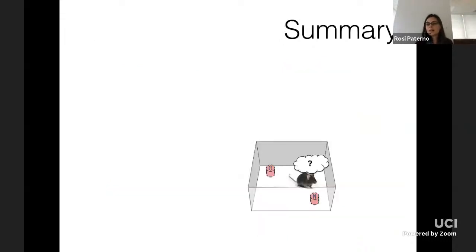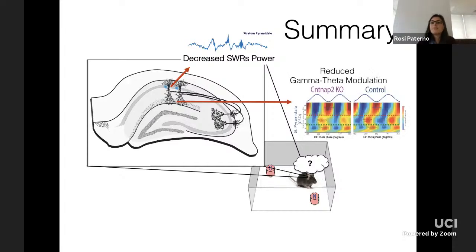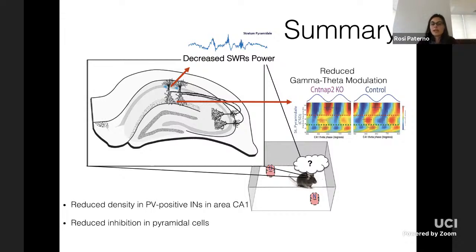So, as a summary of this first part of the talk, what we found is that the KNAP2 animal model has an alteration in the ability to discriminate spatial memory, which is hippocampal dependent. In the hippocampus, we had a decrease of sharp-wave ripples specific to the pyramidal cell layer, but also a reduced theta-gamma modulation. All this correlated with a reduced density of parvalbumin interneurons in area CA1, and also a reduced inhibition in pyramidal cells.